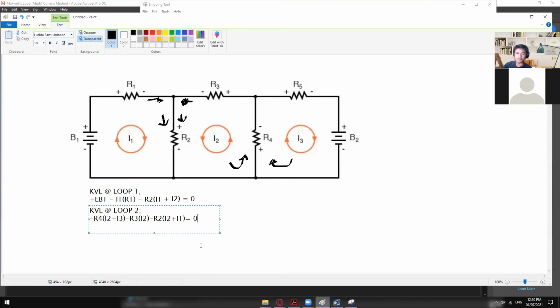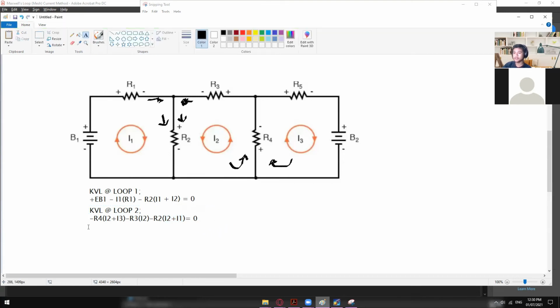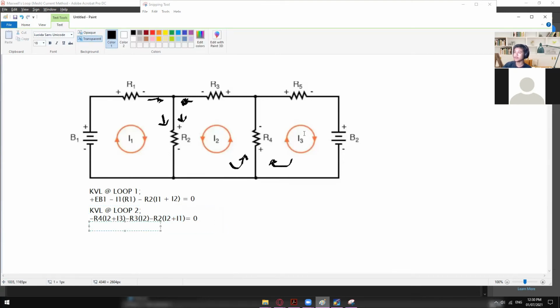So were you guys able to follow so far on the second equation? All right, so we now have two currents right here on the R4, and another two currents right here on the R2. After that, we can now move on to the last equation.